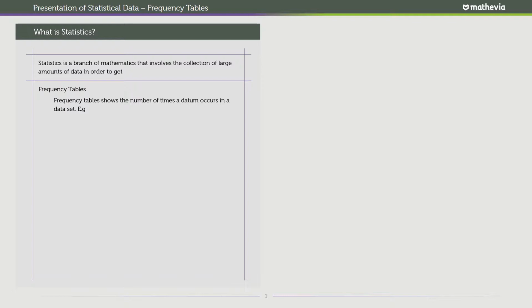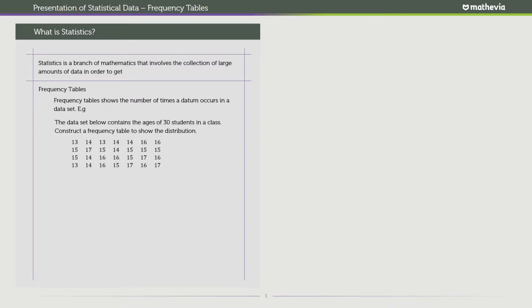All right, so here's an example. We have a data set for the ages of 30 students in a class, and we've been asked to construct a frequency table to show the distribution. So this is the data set. We have these students, and we have 13 years old, 14 years old, 13, 14, and so on.